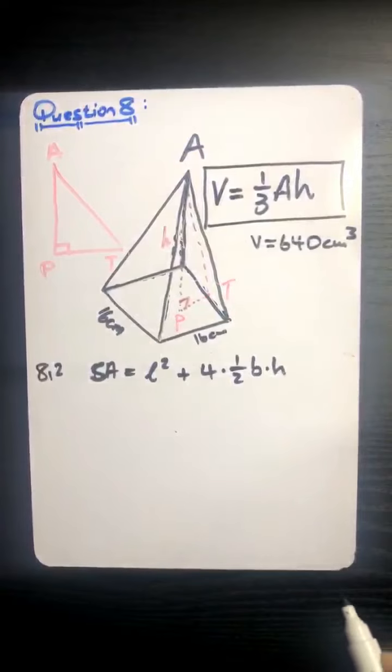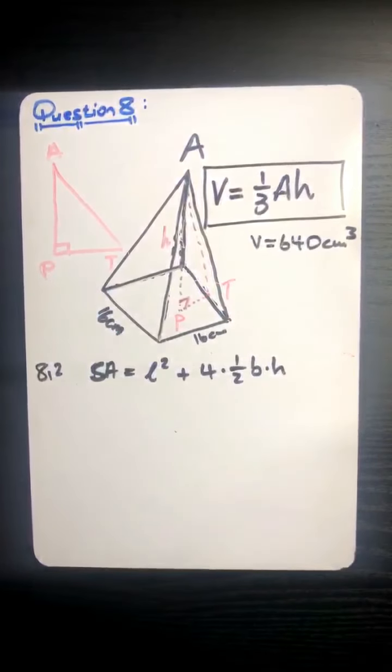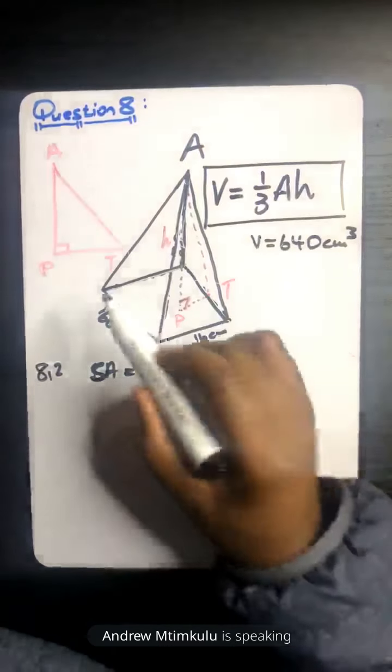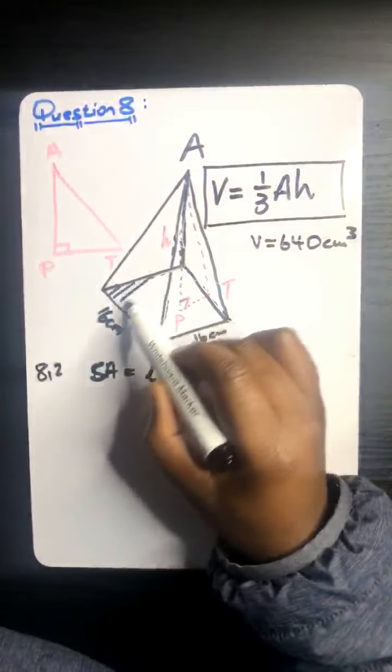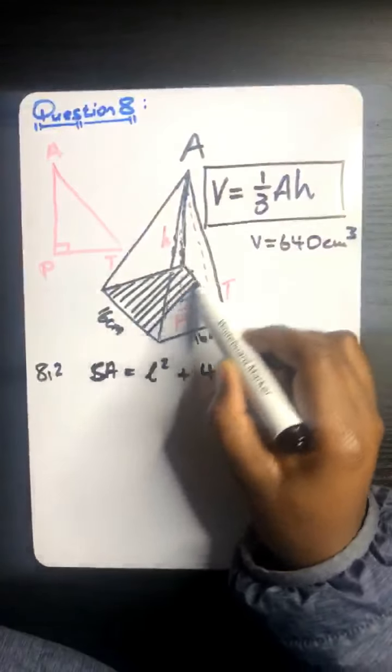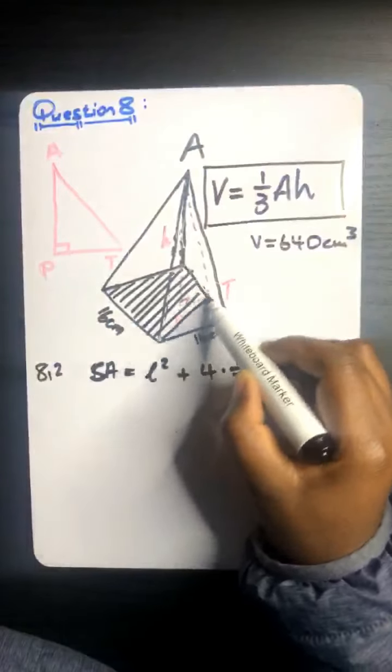Can you explain how you came about that, honorable member? For the square, the area of a square is length squared, sir, because it's a square. Yes. Remember, the surface area is the area for all the sides, isn't it?